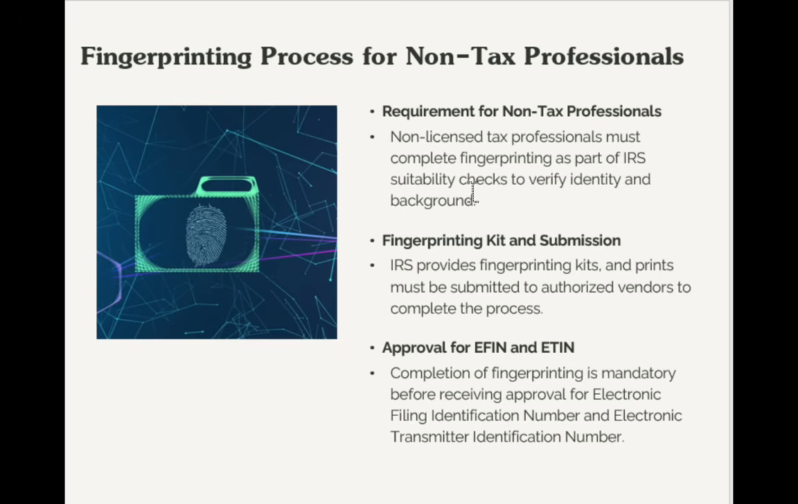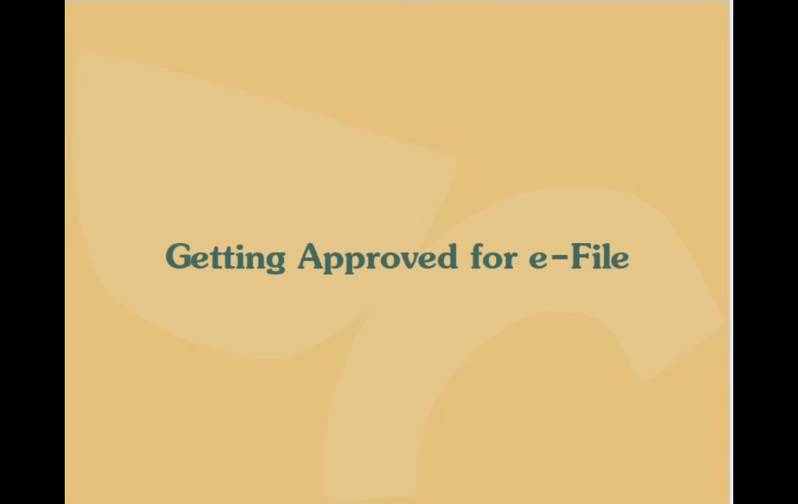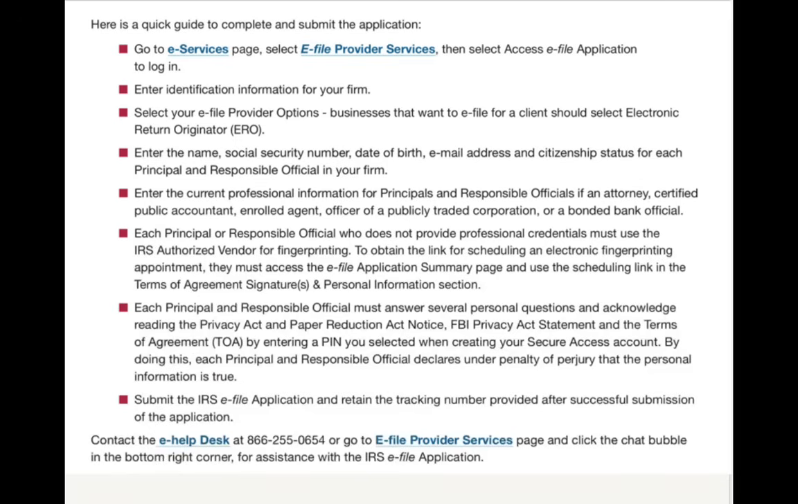And the non-licensed tax professional must complete the fingerprint as part of the IRS suitability check. The suitability check also includes a background check, crime compliance, tax compliance, crime records, credit checks, and so on. So all the due diligence process is done over there. Let's look at the process of how to get approved for e-file.